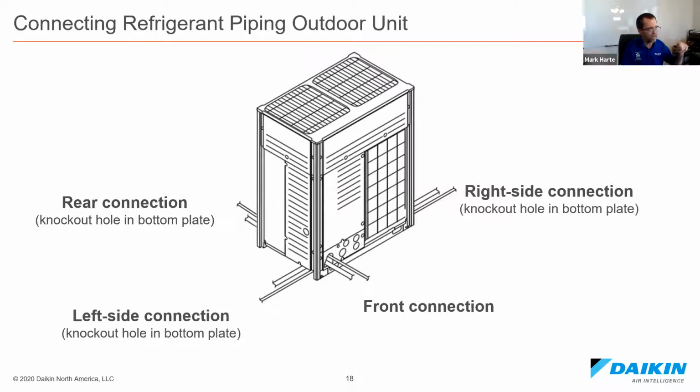There's a knockout panel in that outdoor unit. You just knock it out and you can run the refrigerant. And there's a kit that comes with it. It gives you 90s and some pipe extensions to run that refrigerant piping.